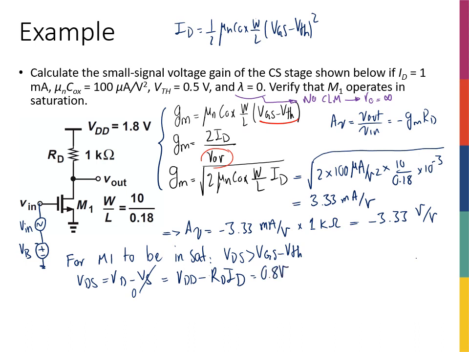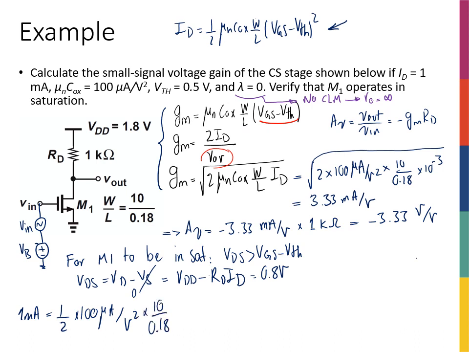Great. Now, how about VGS? Well, first I have to actually calculate the VGS. Based on this equation, I know that 1 milliamp is going to be equal to 1 over 2, times 100 microampere per volt squared, times 10 over 0.18.